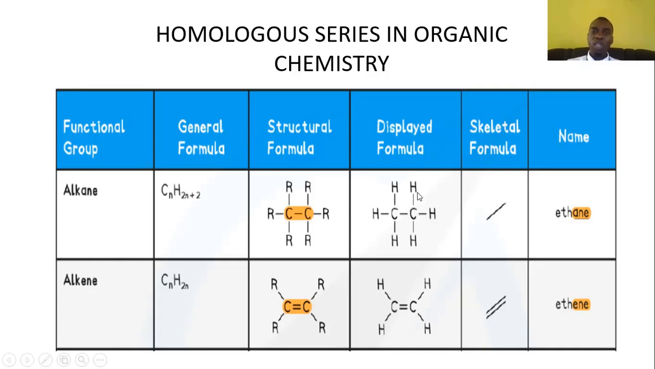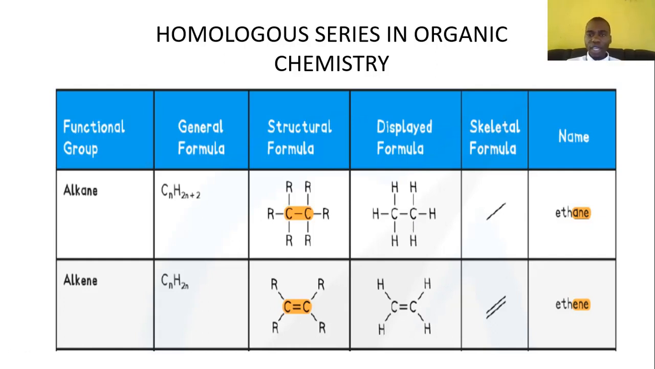And when you go to the displayed formula here, you discover that this is 1, 2, C2. Then you count the hydrogens, they are 6: 1, 2, 3, 4, 5, 6. So that's what it means. Don't worry, you are just trying to familiarize yourself with these things. So that is the displayed formula. It shows how the atoms are connected to each other and what bonds are in existence.